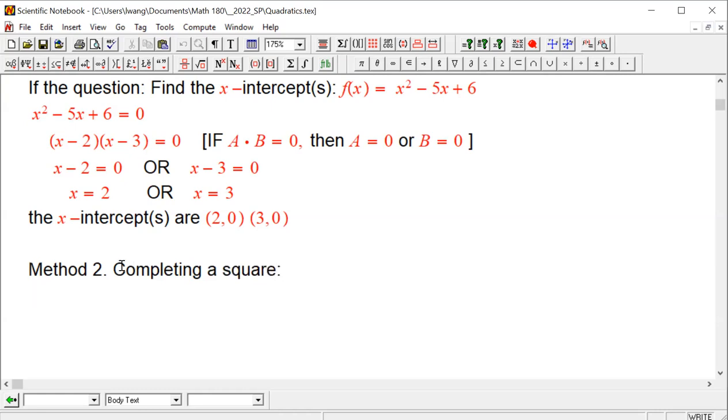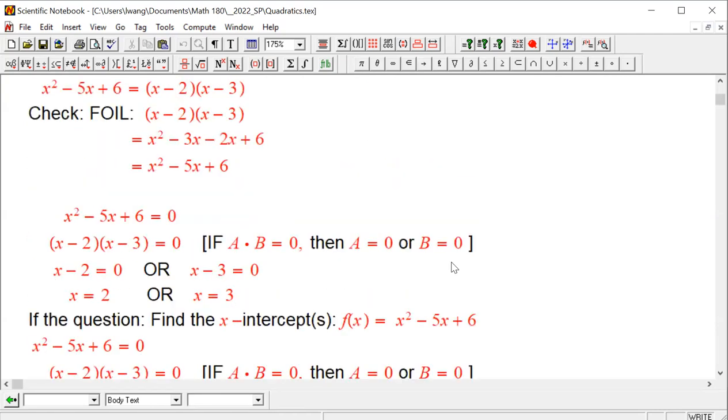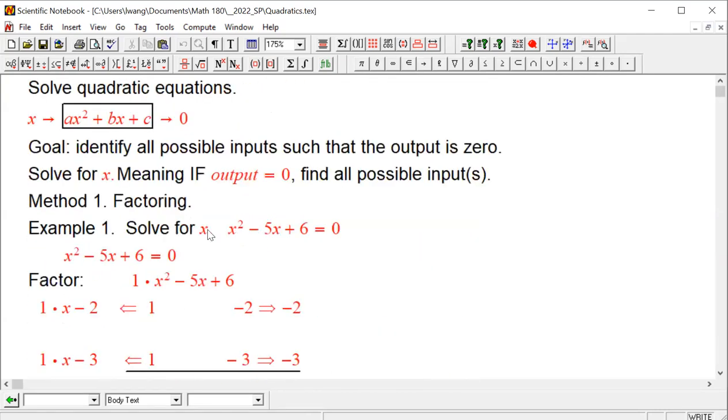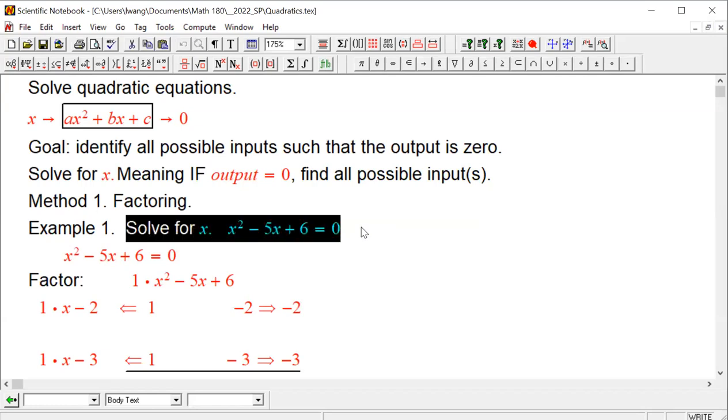Okay, solve by completing a square. So how do we solve it? Suppose we solve the same question. We're going to solve the same question, we still work on example number 1.